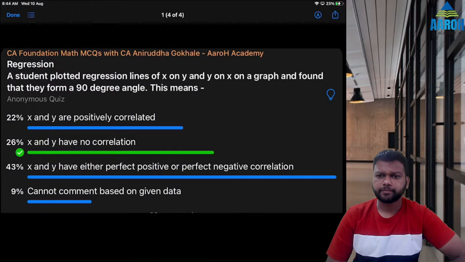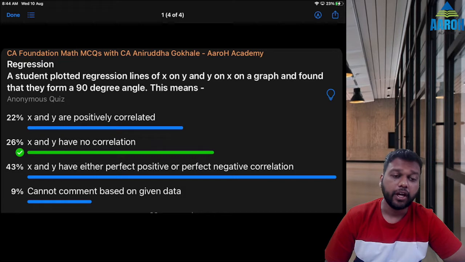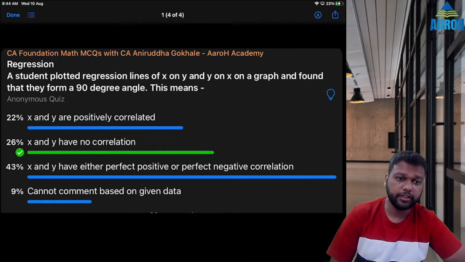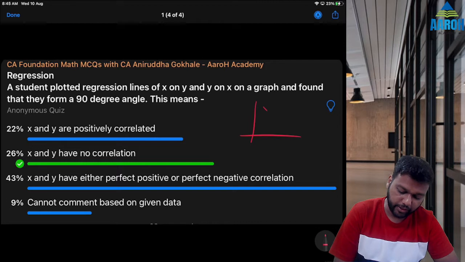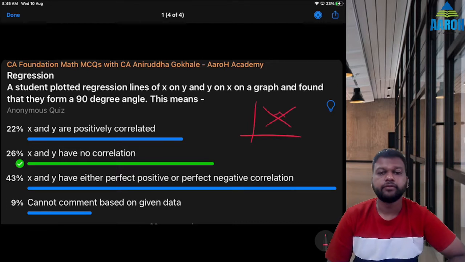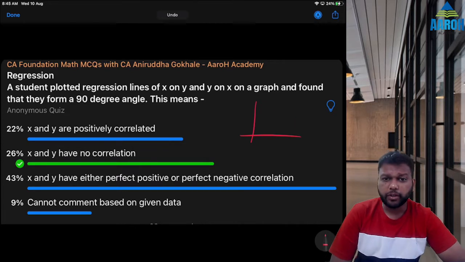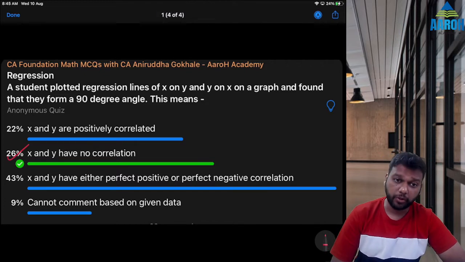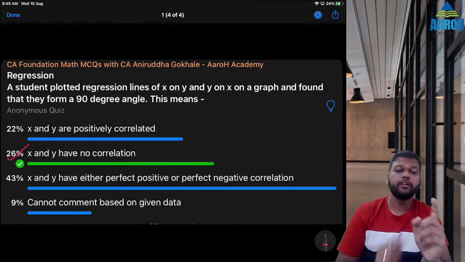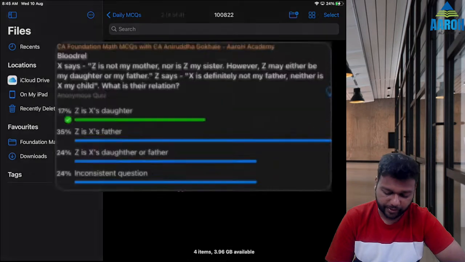Let's start with the first. A student plotted regression lines of x on y and y on x on a graph and found that they form a 90-degree angle. This means the regression lines are perpendicular to each other, right? Perpendicular, exactly. This means R is 0, that is, the correlation coefficient is 0. If the correlation coefficient is 0, that means x and y have no correlation. Similarly, if the student finds that the lines are the same, coincidental, then R is plus or minus 1. Just a little bit of a theory kind of question.